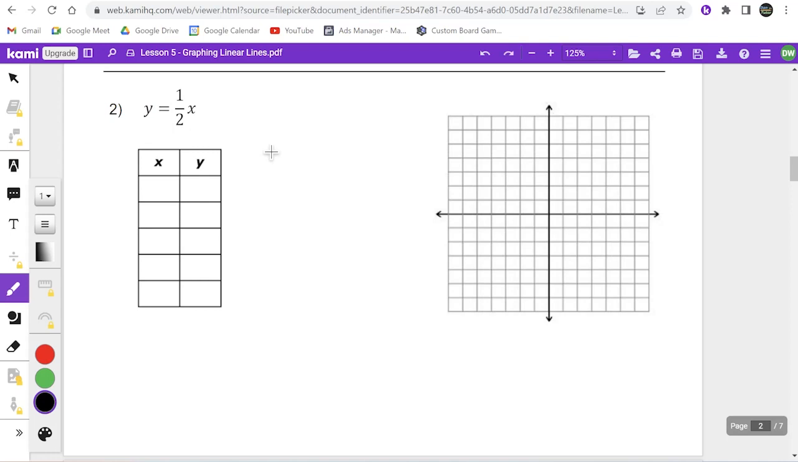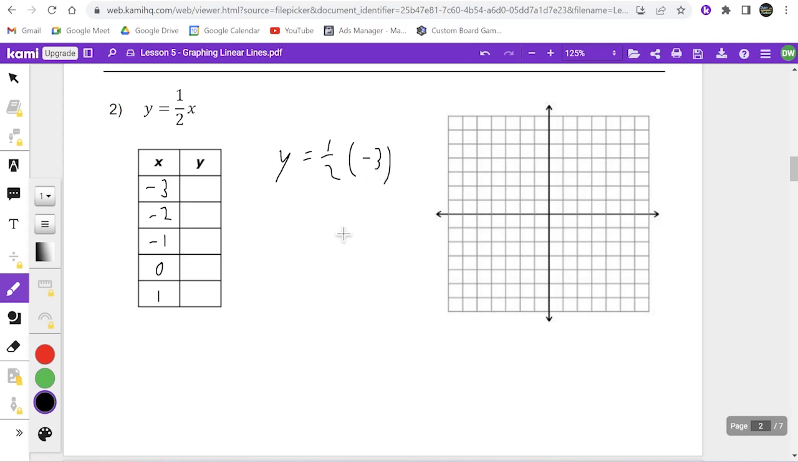So here's what we're going to do for this one. And again, to prove that the x values don't matter, I'm going to start at -3, and then -2, and then -1, and then 0, and then +1, okay? Now, for this one, I'm just going to plug in for x like we have been. Y equals 1/2 times -3.